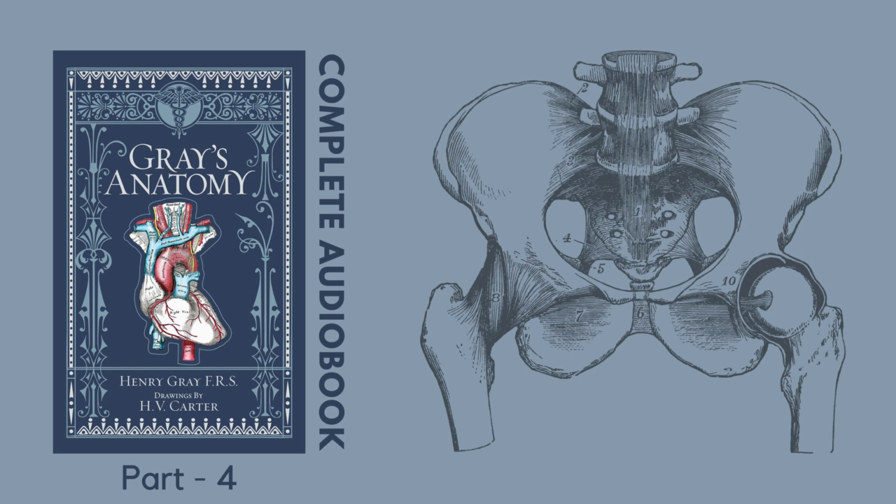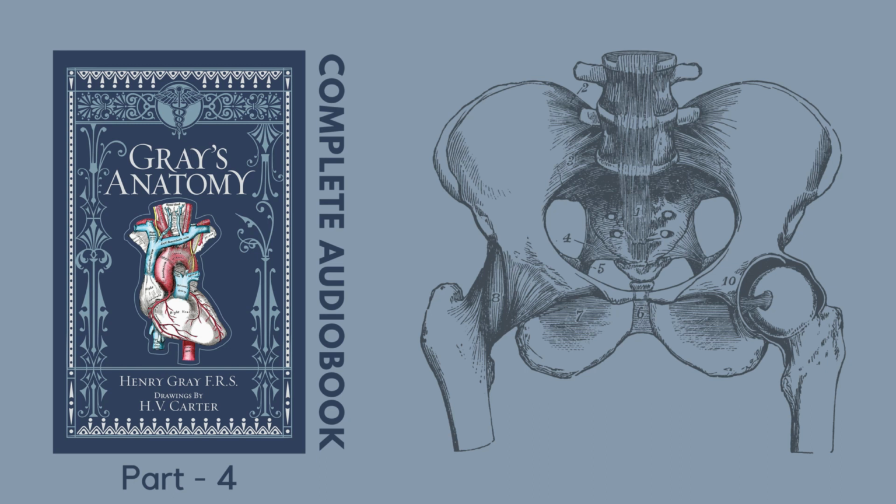It has three principal diameters: antero-posterior, transverse, and oblique. The antero-posterior or conjugate diameter extends from the sacrovertebral angle to the symphysis pubis. Its average measurement is about 110 millimeters in the female.